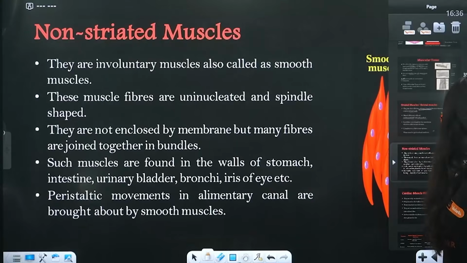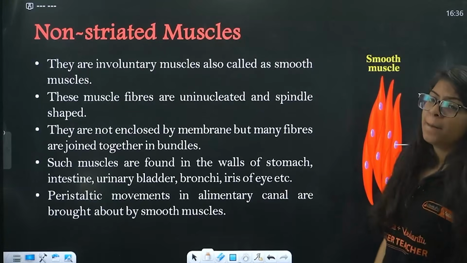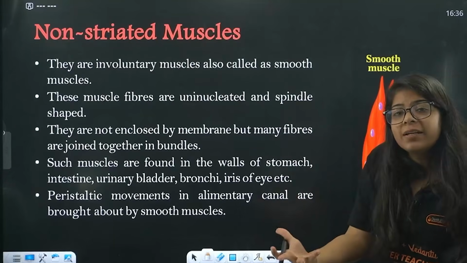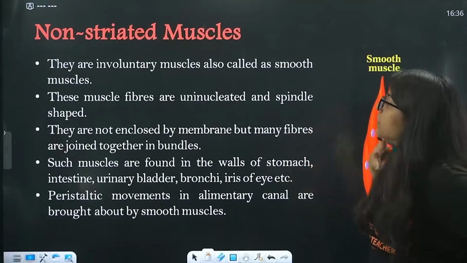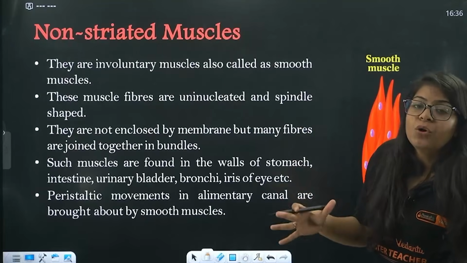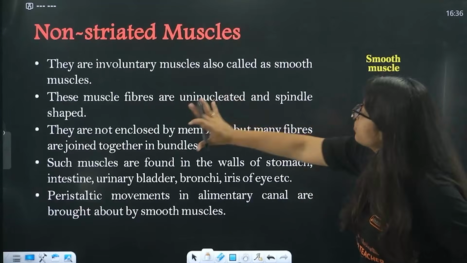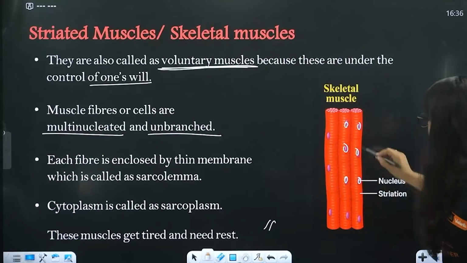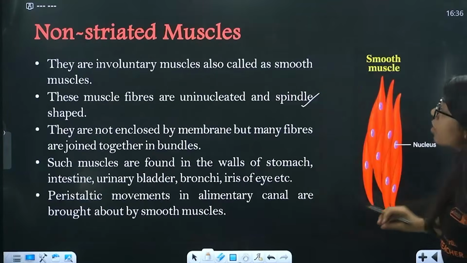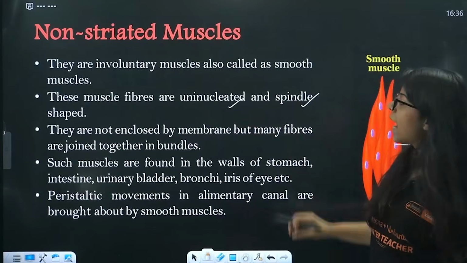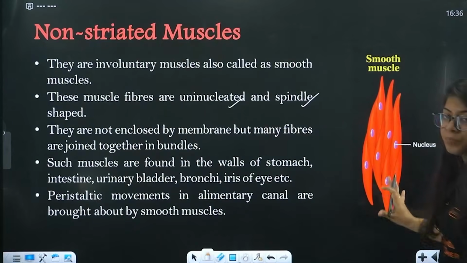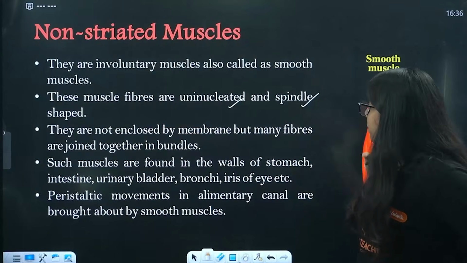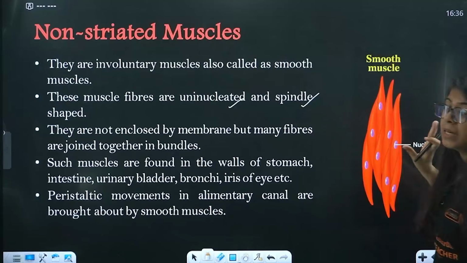Next, beta, we have a very important one, that is your non-striated muscles. These are smooth muscles and they are involuntary. They are involuntary muscles, means you do not have any control over these muscles, right? So these muscle fibers are uninucleated. See, striated muscle fibers are multinucleated, but non-striated ones are uninucleated and are spindle shaped. Look, these are spindle shaped. Okay, they are not enclosed by membrane, but many fibers are joined together in bundles.